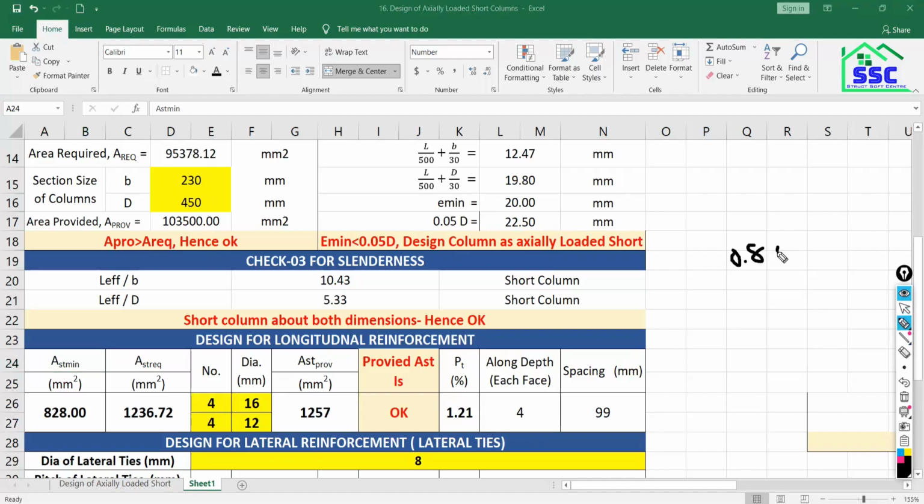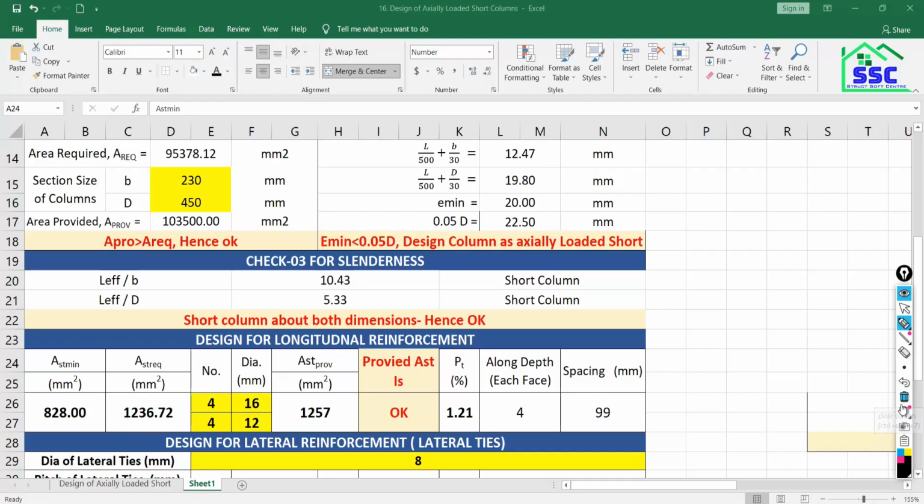0.8 percent times B into D. B into D is what? Minimum criteria, so 828 mm square is required as minimum reinforcement. Actual reinforcement, how much is required based on the application of the loading? So 1236.72 mm square area of reinforcement is required. So obviously your requirement is more than the minimum. So you have to follow this reinforcement. You have to provide this reinforcement.